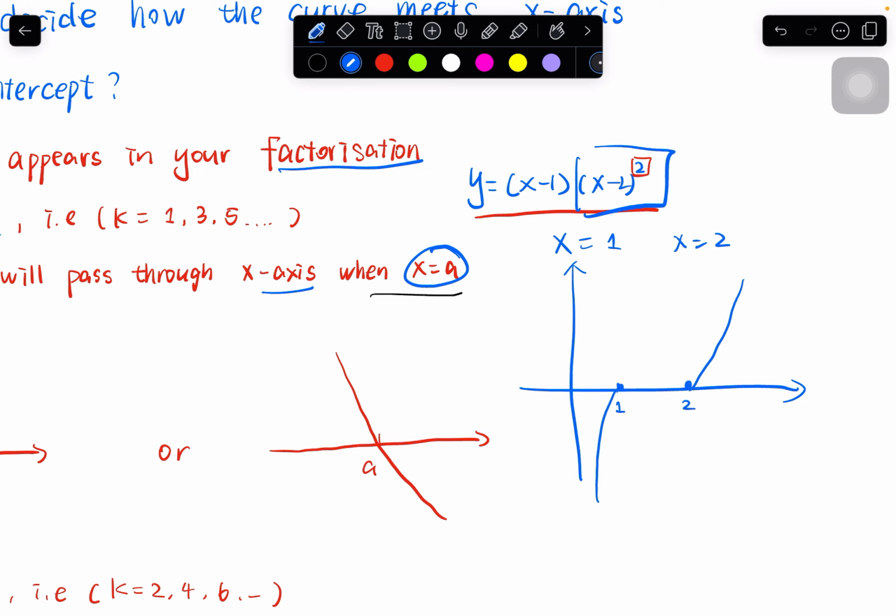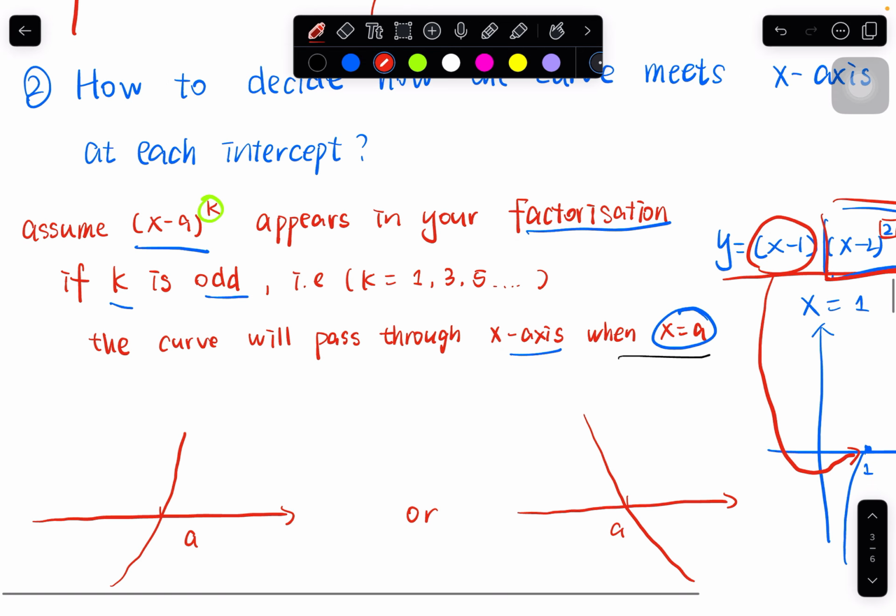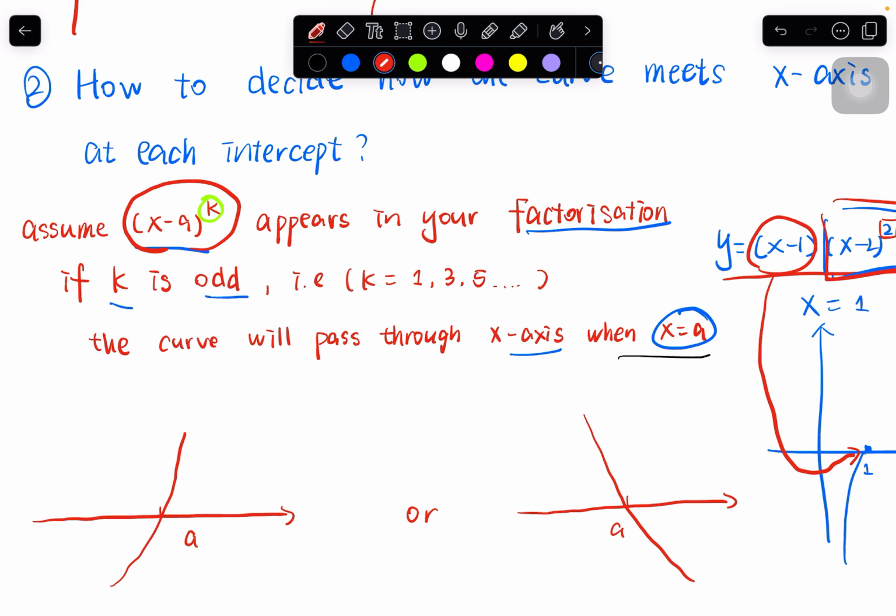Now, what are we gonna do with these numbers? For example, this term contributes to this intercept, right? And this term contributes to the intercept at x equals 1. So which term contributes to which intercept. So this term in the function contributes to the intercept at x equals a.